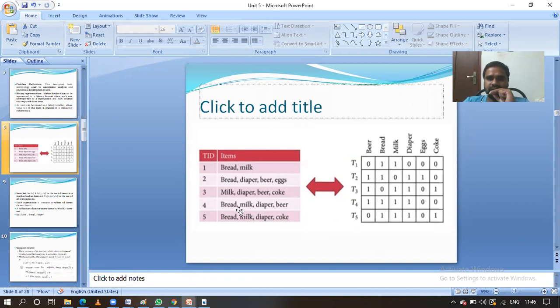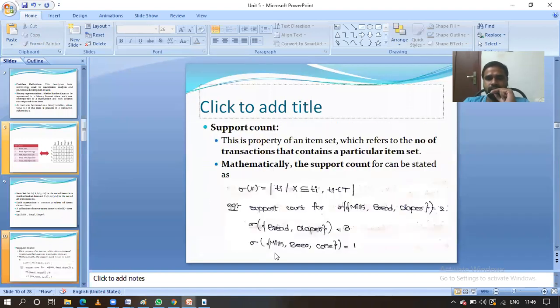Out of five transactions, two times they have repeated. That is, the support count of milk, bread, diaper is two, guys. So overall, all three items have to be there in the transaction. That is why these two transactions contain bread, milk, and diaper, and the support count is only two. In this way, we are going to calculate the support count.